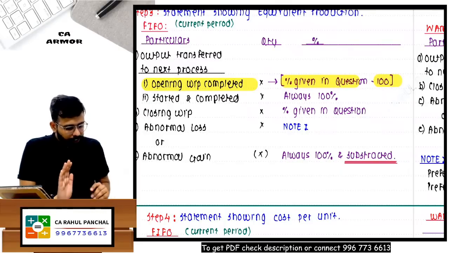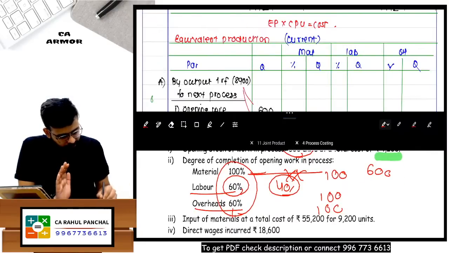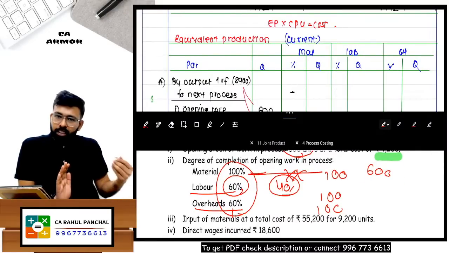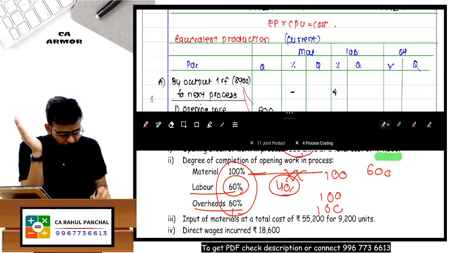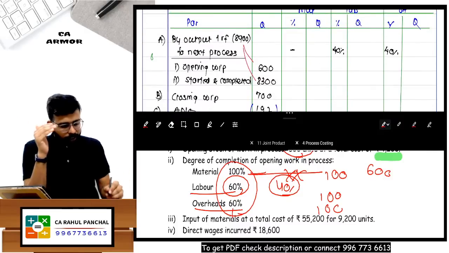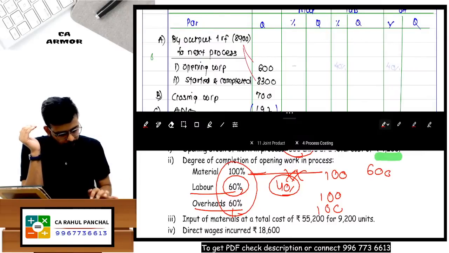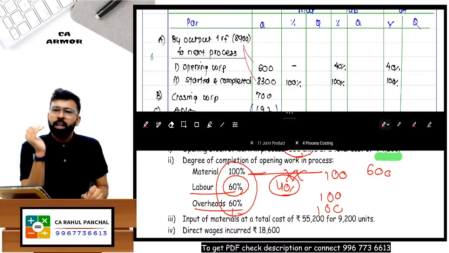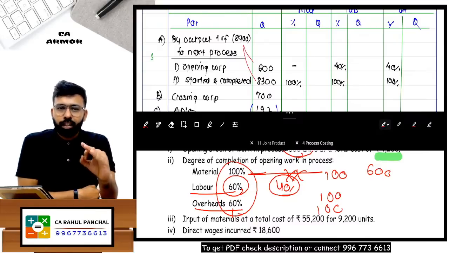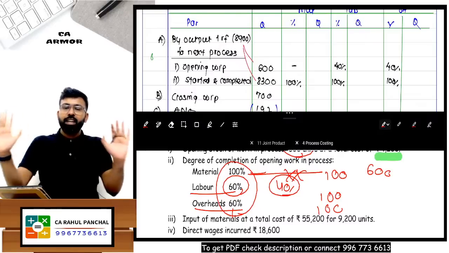So what is given in the question? Sir, for opening WIP, what is given is 100, 60, 60. So you will write nil, 100 minus 100, 0, then 60. So you did the remaining portion, which is 40%. Then if I go ahead, what about 8,300? Sir, 100% work is done. So I will write 100%, 100%, 100%. Entire work is done because all 8,300 units started from 0 and completed, 0 to 100%. Entire work is done.